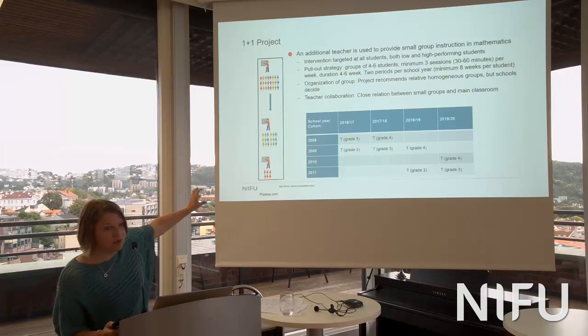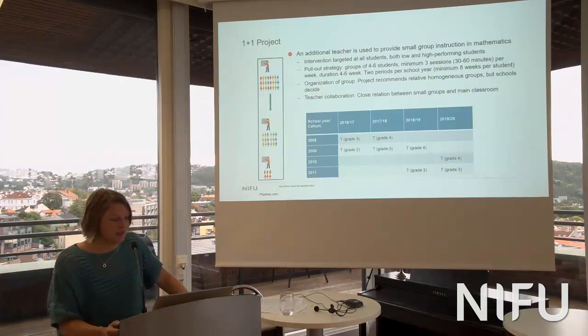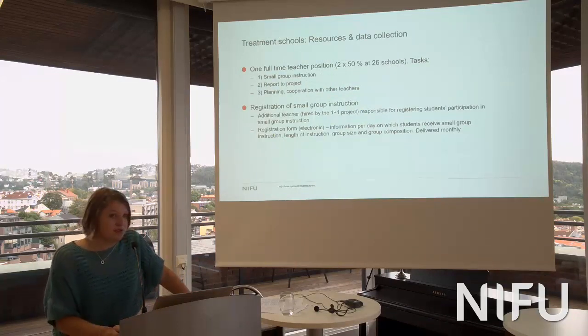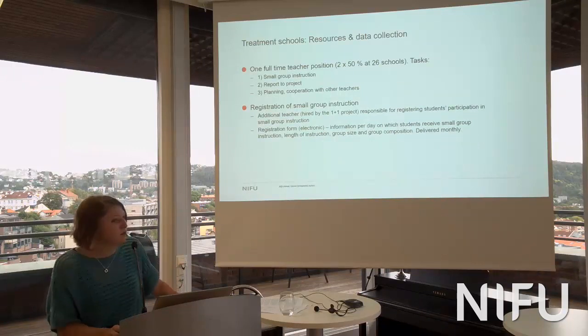So I just made a small figure on the side, so we have that classroom, and we're taking a small group of similar students, most likely out of the classroom, and then the regular teachers are left with the remaining students to teach them mathematics. So there's one full-time position per school. A lot of schools have divided it into two 50% positions, and what that teacher should do is, of course, the small group instruction, also reporting to the project about how the instruction is being carried out, and planning and cooperating with the other teachers that are teaching the main classes.